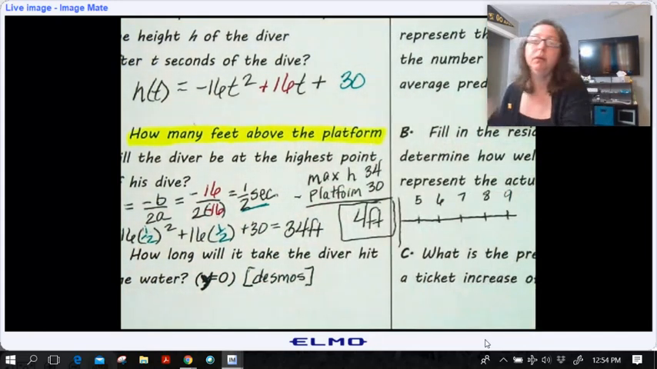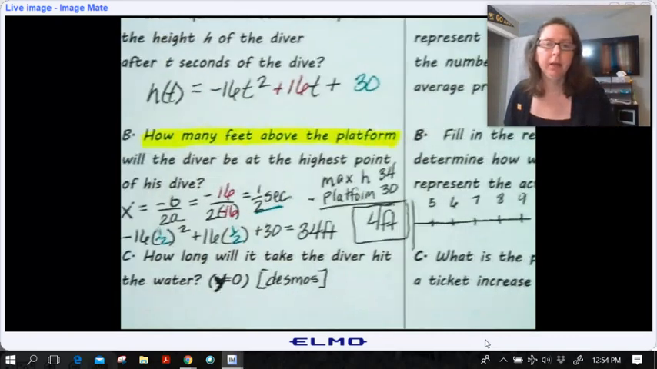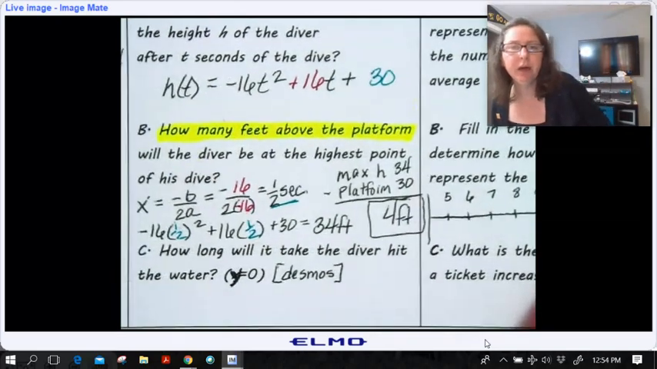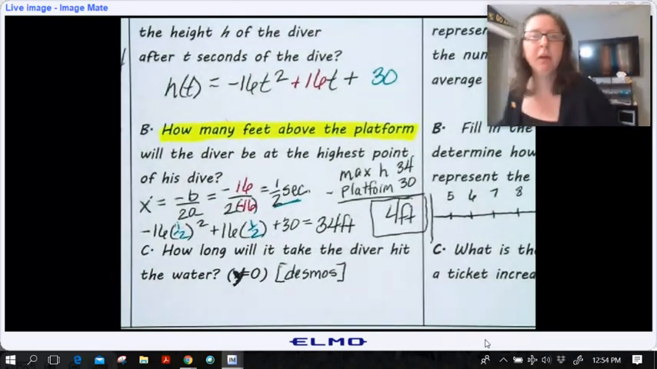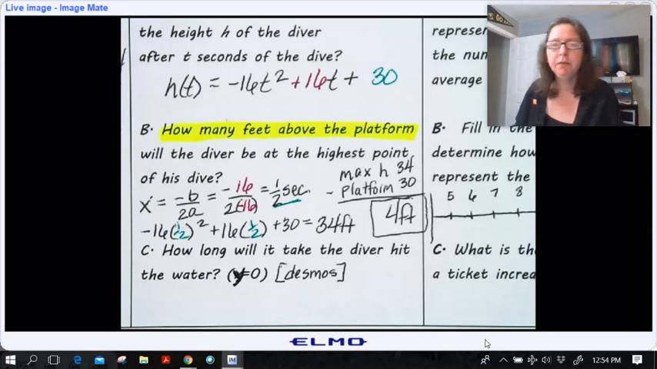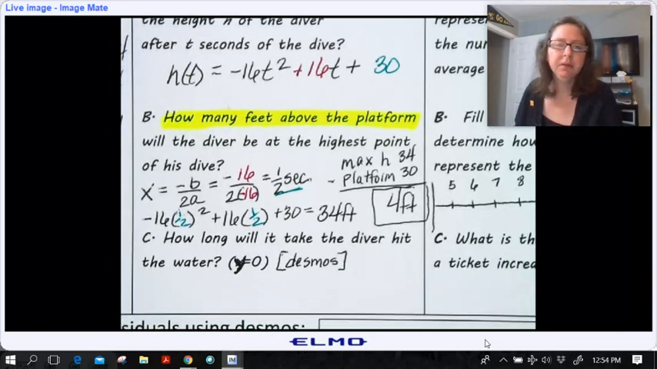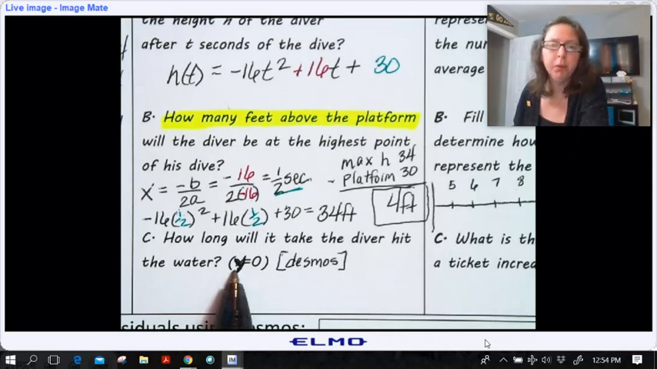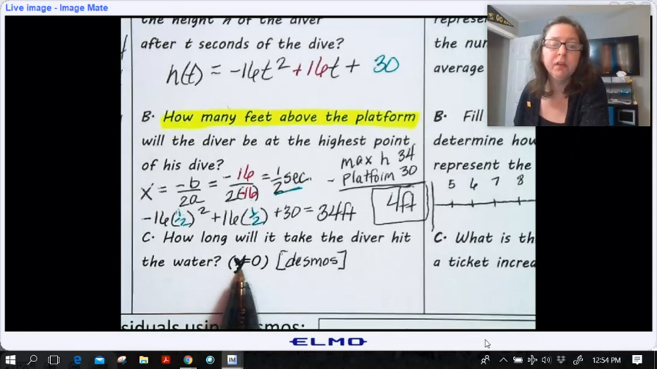And so that was a little tricky. Okay, they're not just simply asking me for the height. They're asking me how many feet above the platform. So I had to do something a little extra for that. And then finally, how long will it take the diver to hit the water? Again, this is a typo. Would you please change this x equals 0 to a y equals 0?